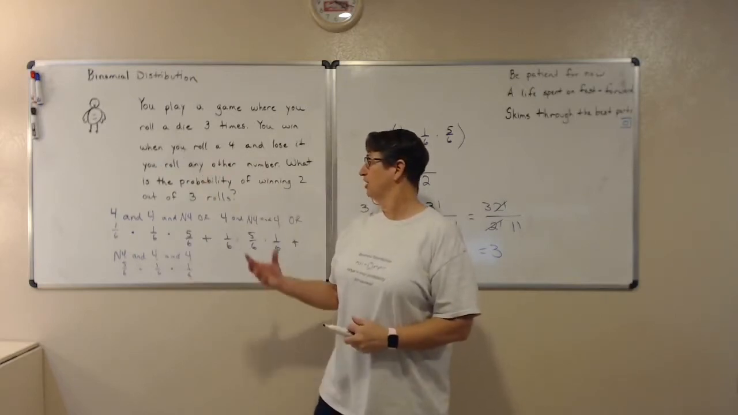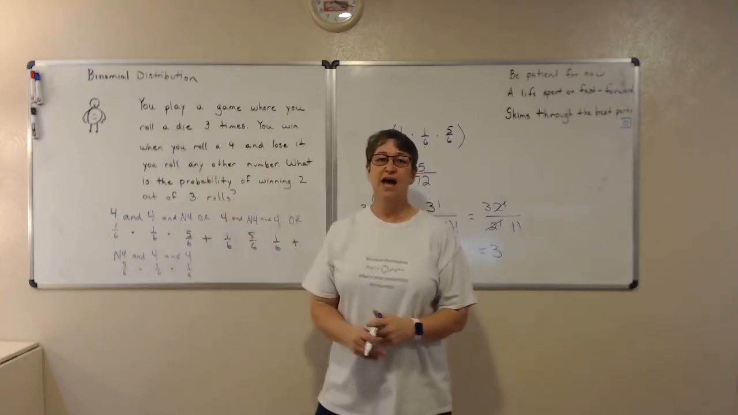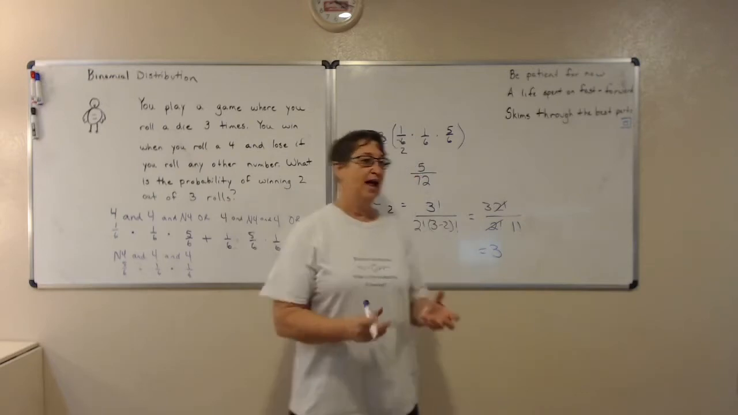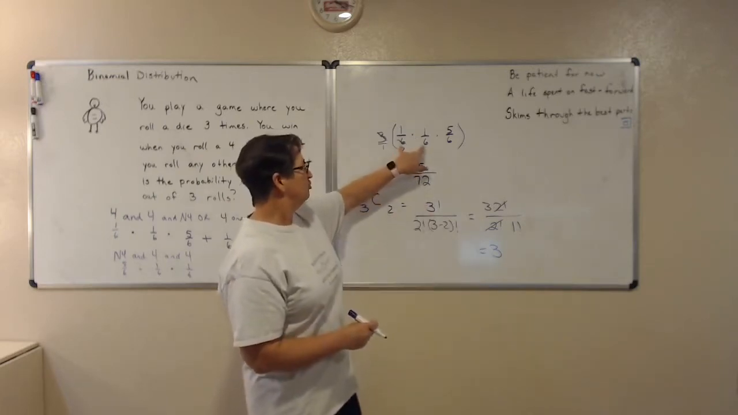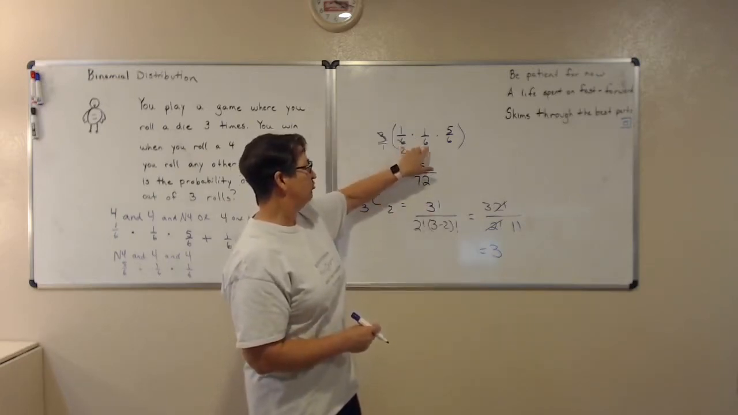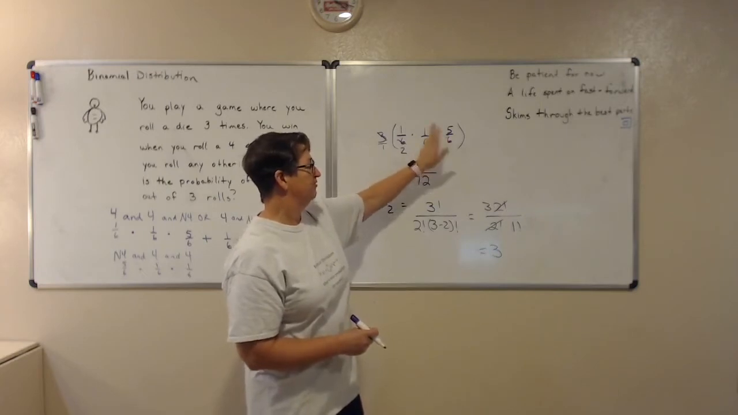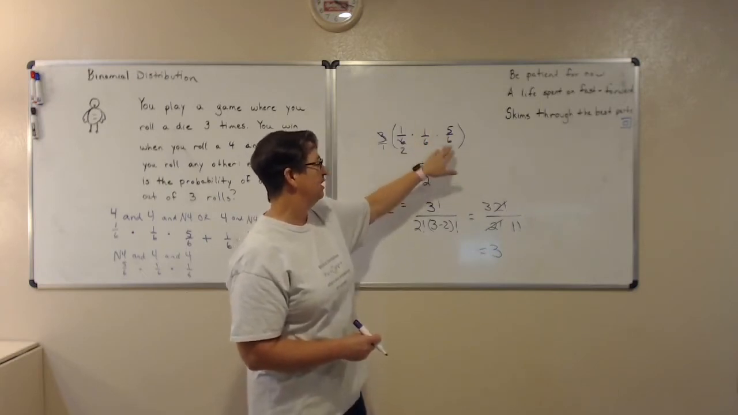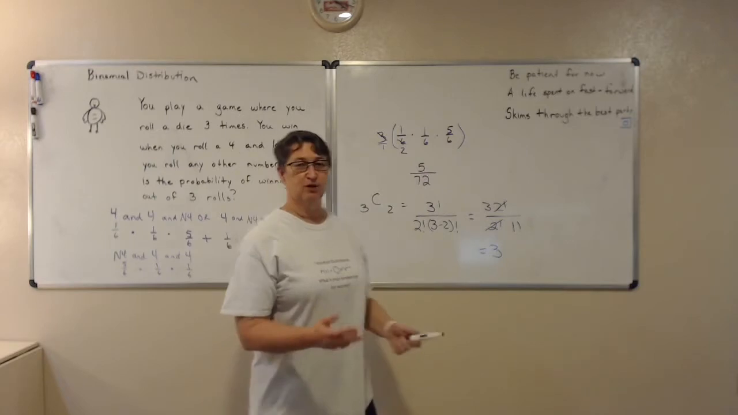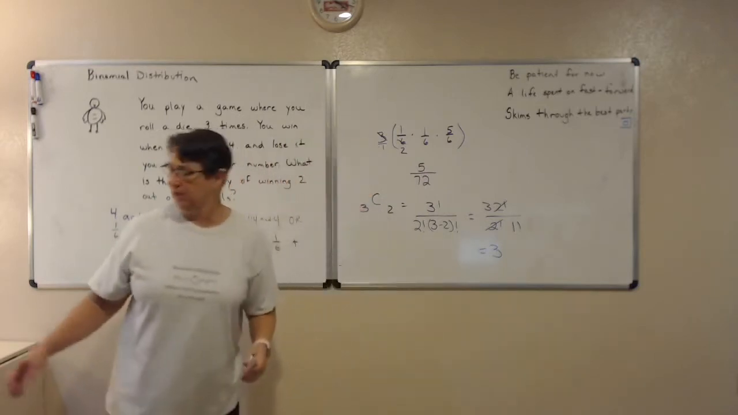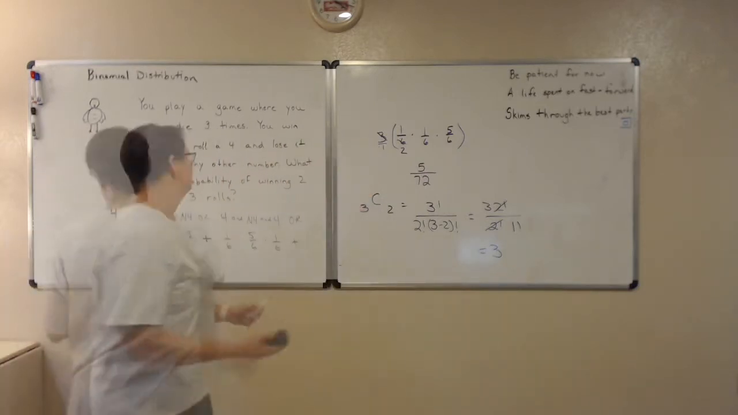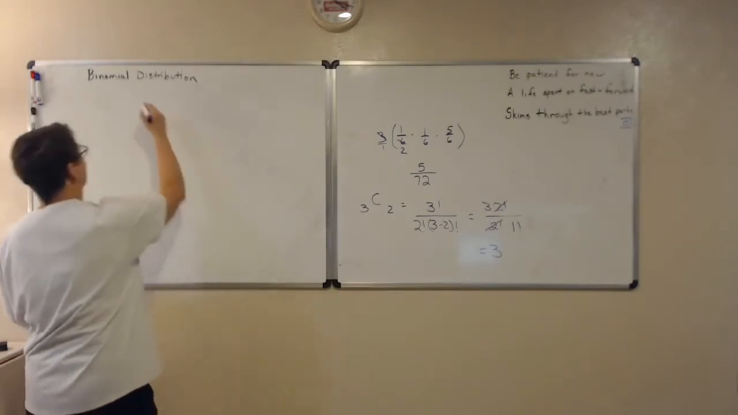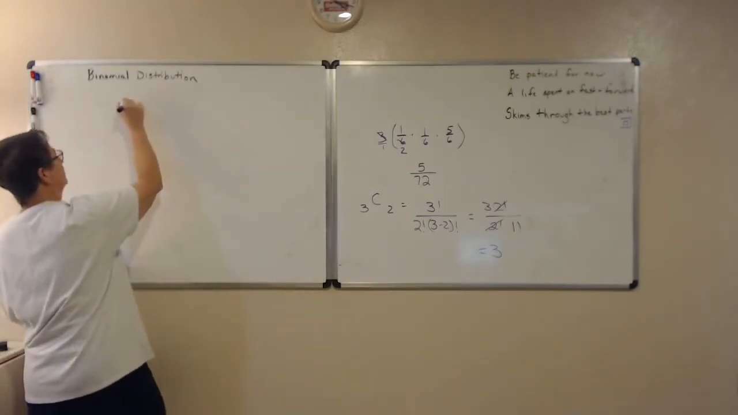So the combination is going to tell us how many different ways. And then, because we wanted 2 wins, we used that probability twice, and then we had this failure of not a win, and we used that once. Now I'm going to show you the binomial formula and how all this fits in. The binomial distribution, the formula looks like this.